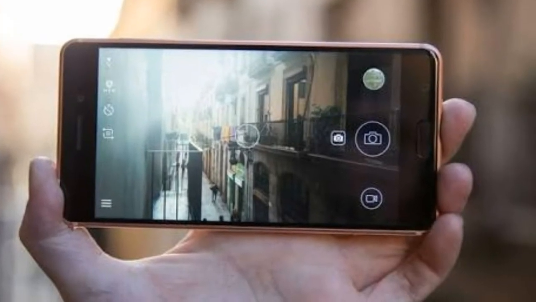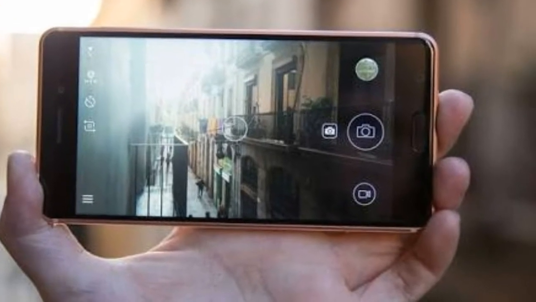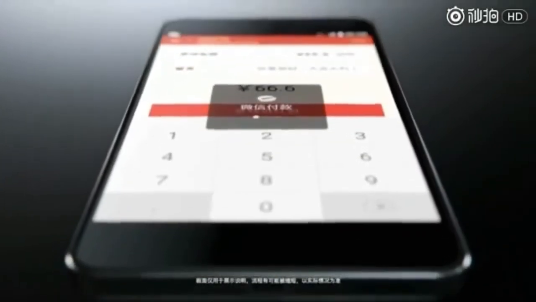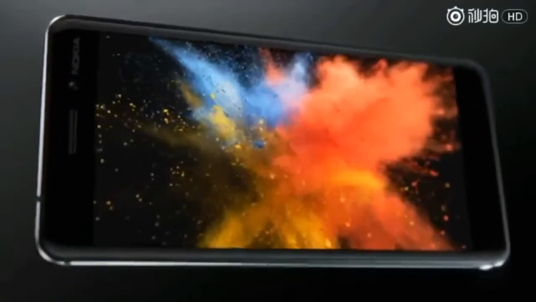Both have the same 16 megapixel camera with f2.0 aperture, and the front camera on both is also the same, 8 megapixel with f2.0 aperture.